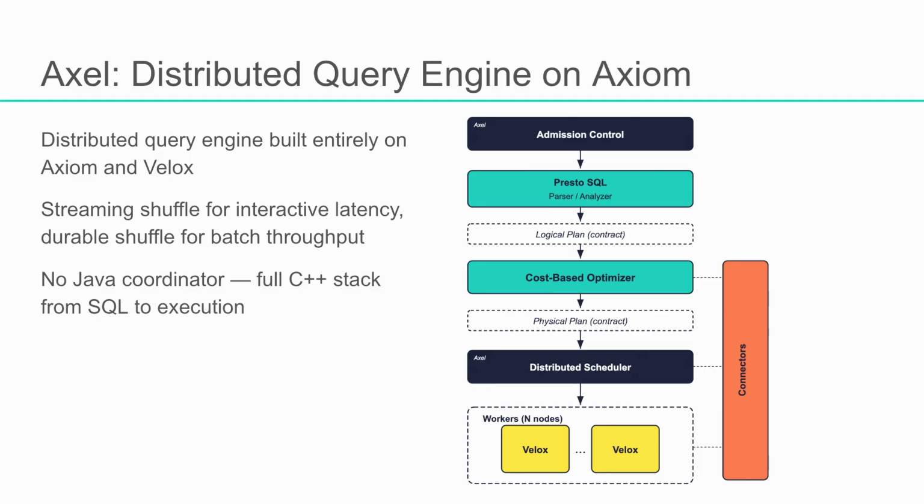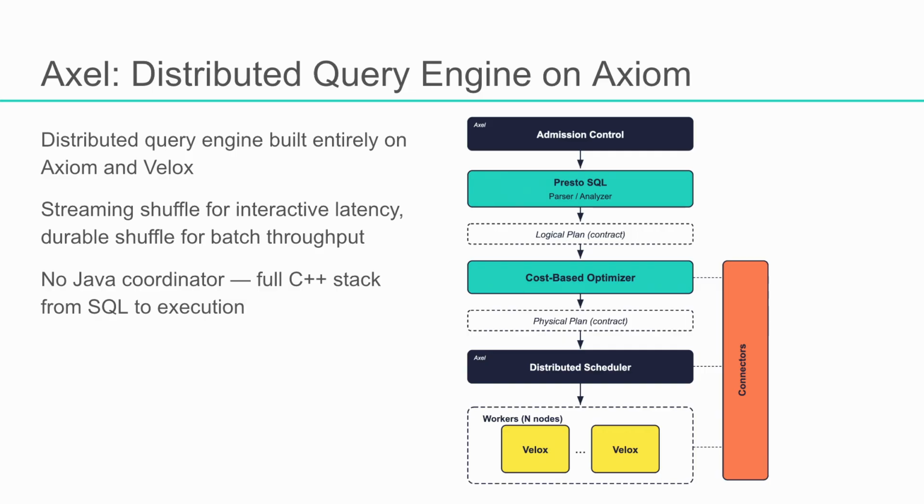The key point is what the Axel team didn't have to build. The team didn't write a parser, didn't write an optimizer, didn't build connectors. All of that came from Axiom. The team focused on the distributed coordination layer, scheduling, fault tolerance, resource management. That's the composability promise in action.